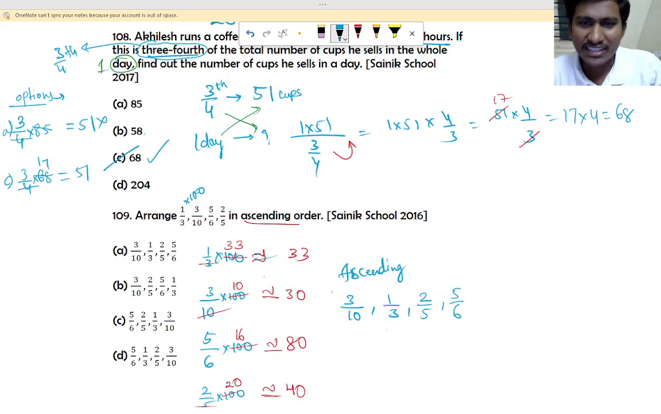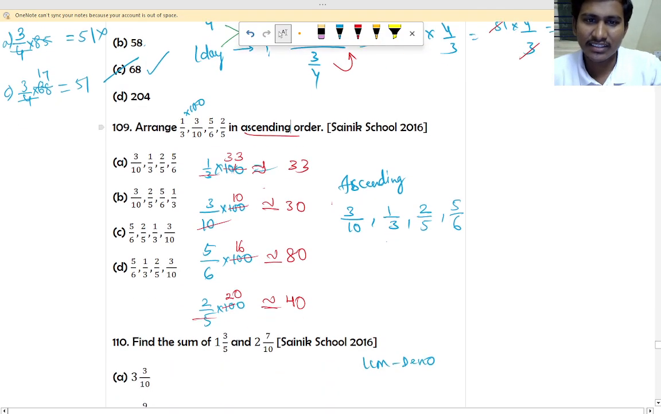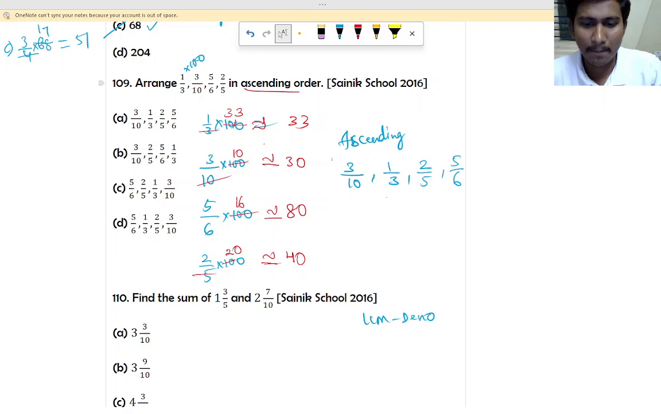So 109 is very easy. Here the denominator is different and the numerator is also different, so you multiply with 100 and do it. If you see, 1 by 3 is there. 1 third into 100, you will get 33. So you find all the numbers and write them in descending order, and you will get the answer. I am not explaining this further. So 109, I think everyone is clear. Yes, is everyone clear with 109?